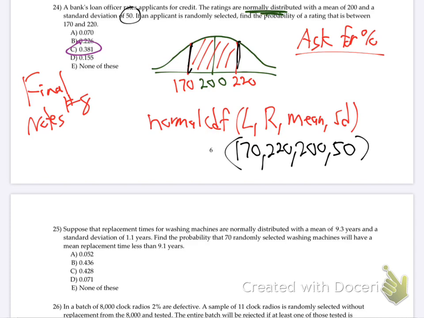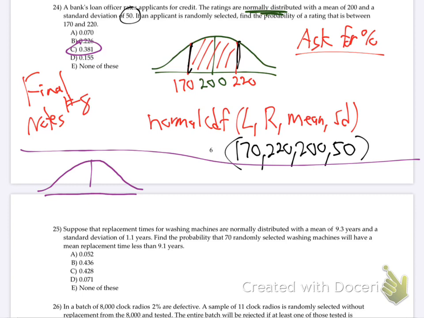On we go to number 25. Suppose that replacement times for washing machines are normally distributed. Mean, this sounds very familiar. Mean 9.3, standard deviation 1.1. Find the probability, a little different. Find the probability that 70 randomly selected washing machines will have a mean replacement time less than 9.1 years. So normally distributed again. So for sure, we need to draw ourselves a bell curve on that one and put the middle on there.